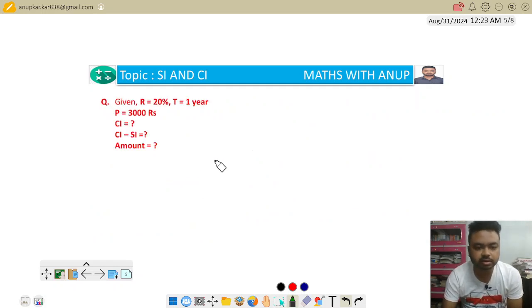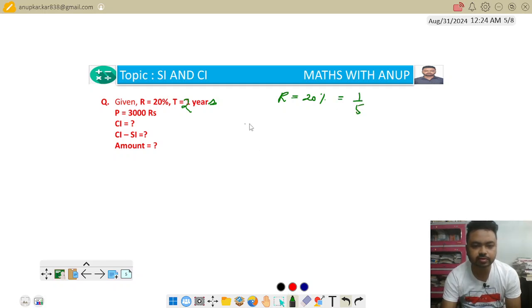So here we will correct one thing. The time here is 2 years, not 1 year. So rate is given to be 20%, time is 2 years, principal is 3000 rupees. What is my compound interest? What is the difference between compound interest and simple interest, and what is my amount? This is a basic example. So my rate is 20%, which is equivalent to 1/5.